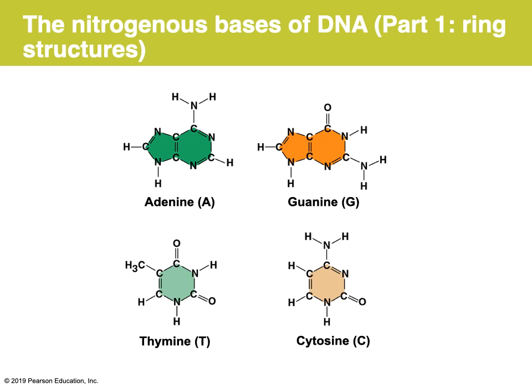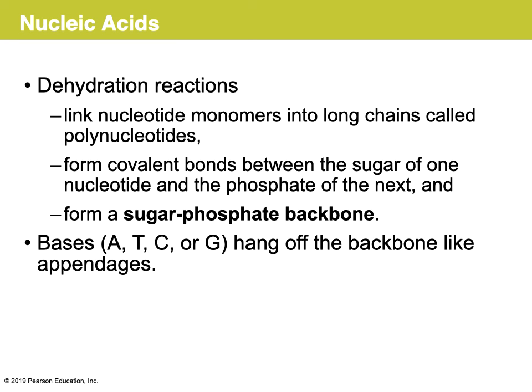And how are they assembled? Dehydration synthesis, right? So dehydration reactions link nucleotide monomers into long chains called polynucleotides. These are forming covalent bonds between the sugar of one nucleotide and the phosphate of the next. So the fact that they all join together, they collectively form a sugar-phosphate backbone. And the bases hang off that backbone like appendages. We'll see this in better detail in a moment.